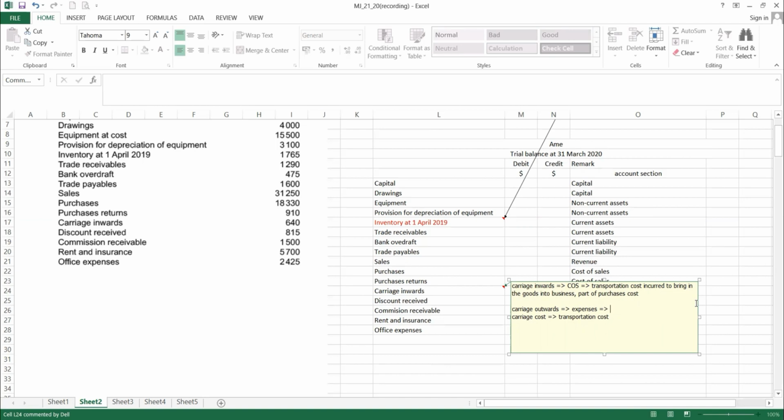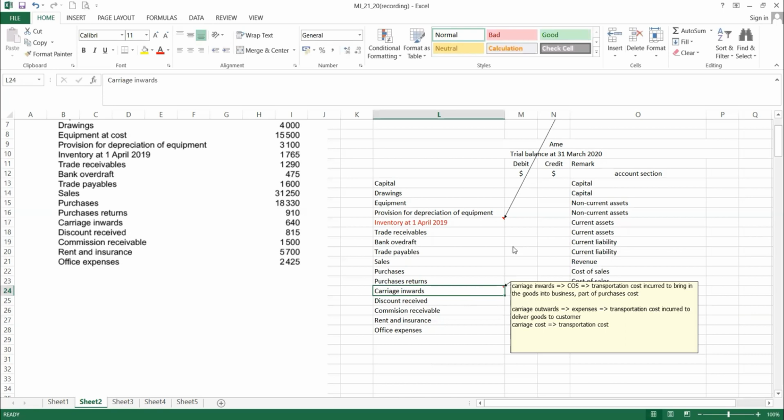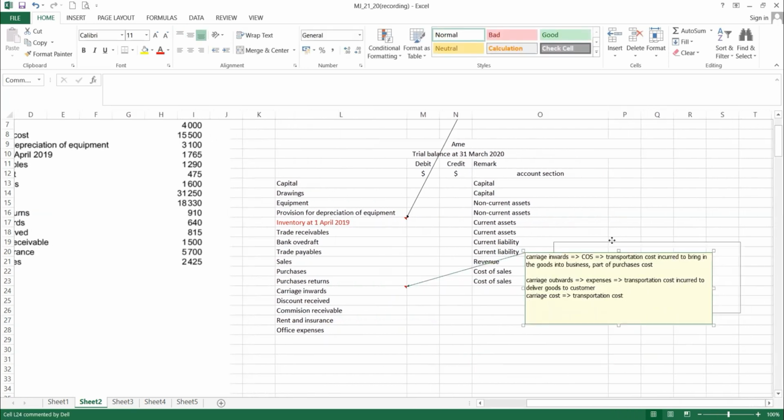Carriage outward is the transportation cost incurred to deliver goods to customer. So this is the cost incurred sent to customer. We treat it as a part of the expenses. So take notes about the carriage inward, carriage outwards, because sometimes the question will also ask you to define these two terms. What is the difference for these two terms?